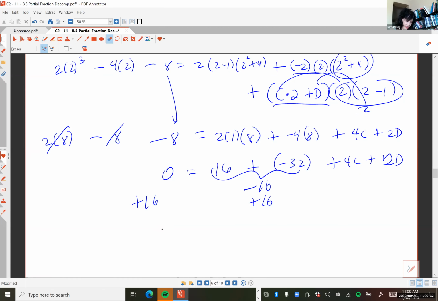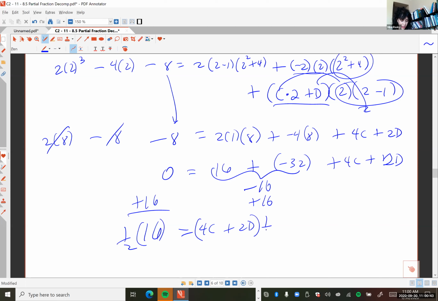So we should get 16 over here. And now we still have 4c plus 2d. You could leave it like that, but how about if I multiply both sides of this equation by a half?